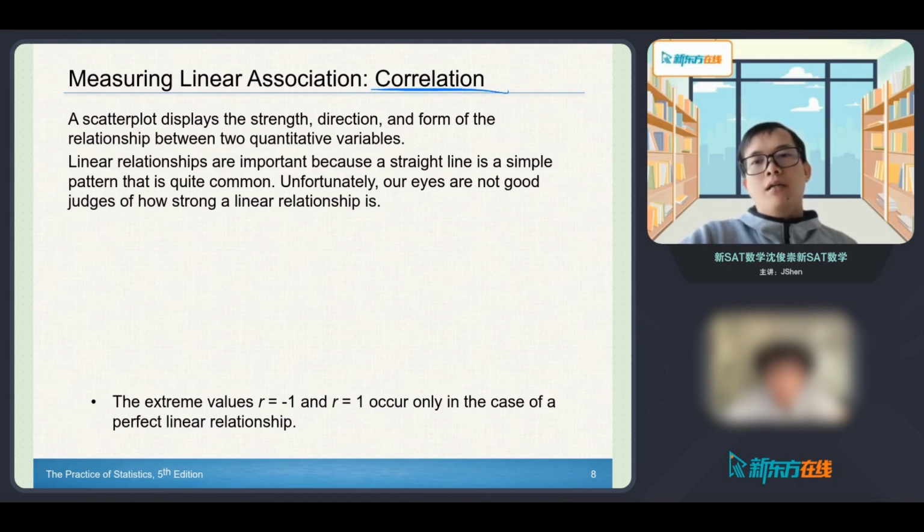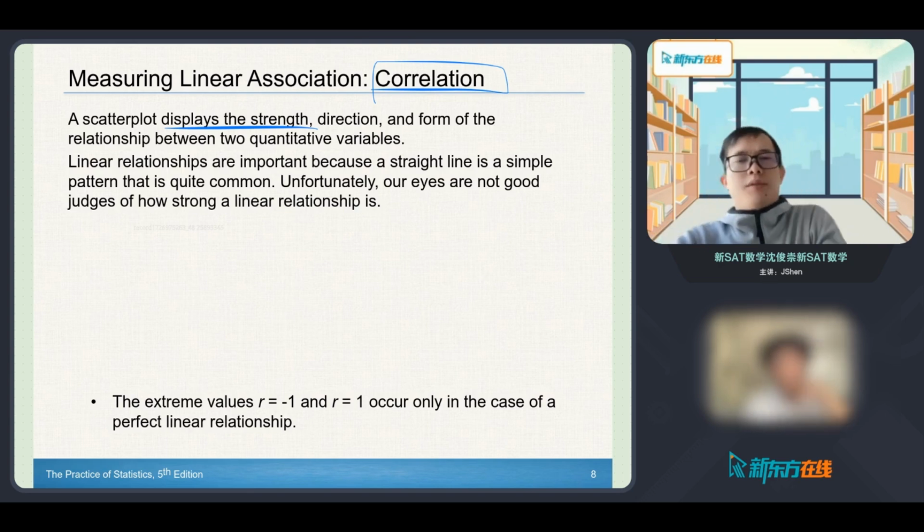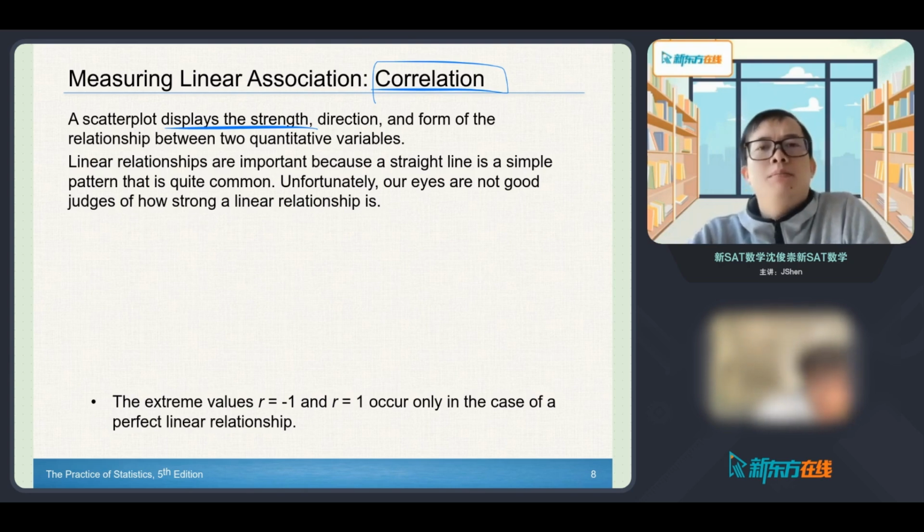So correlation is what we use to quantitatively measure the so-called linear association. When you do a correlation, never forget to plot the data sets, because you have to see it before you can tell whether it's linear or not.